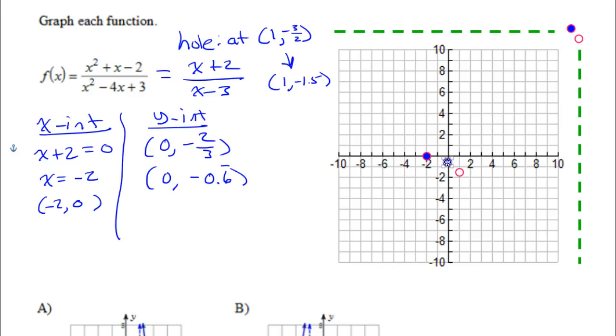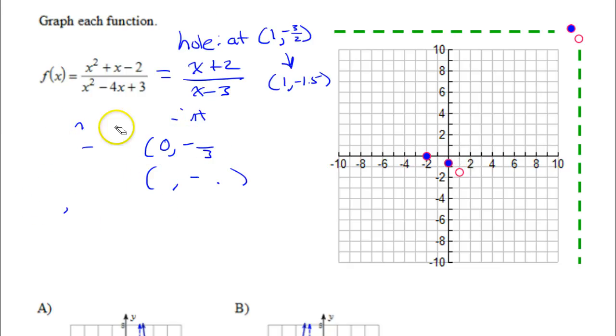Alright, so (0, -2/3) is going to be right about there. Okay, now let's talk vertical and horizontal asymptotes. Gotta get this stuff out of the way.